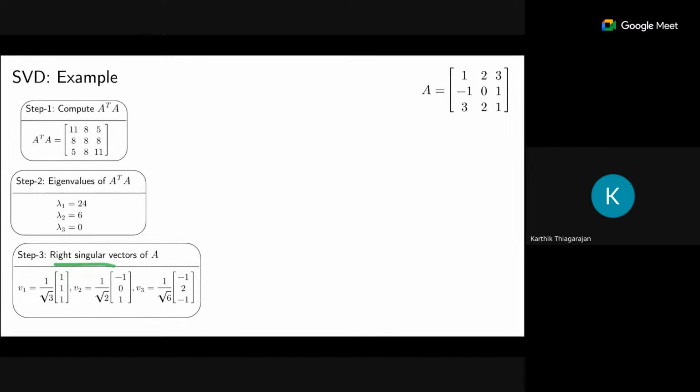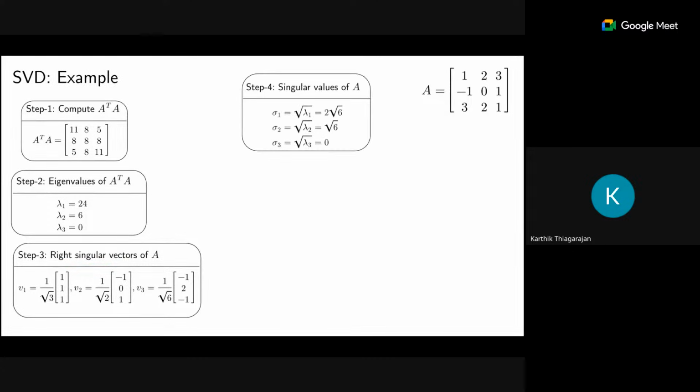So after finding the eigenvectors, you normalize all of them. These are all normalized vectors. That's why they are singular vectors, right? First find the eigenvectors, then normalize to get the right singular vectors. Then you get the singular values, which are the square roots of the eigenvalues: root lambda 1, root lambda 2, root lambda 3.